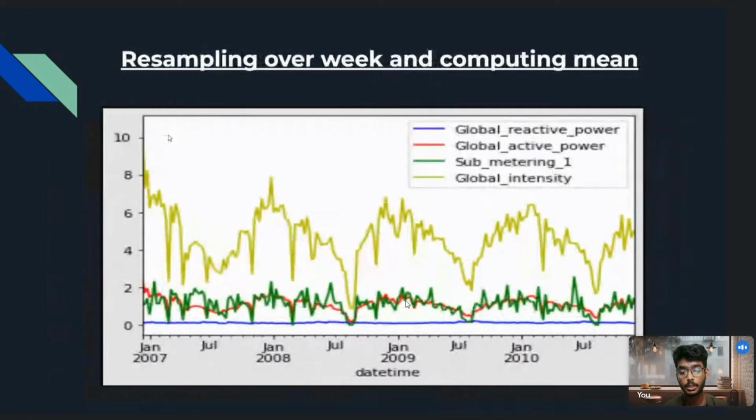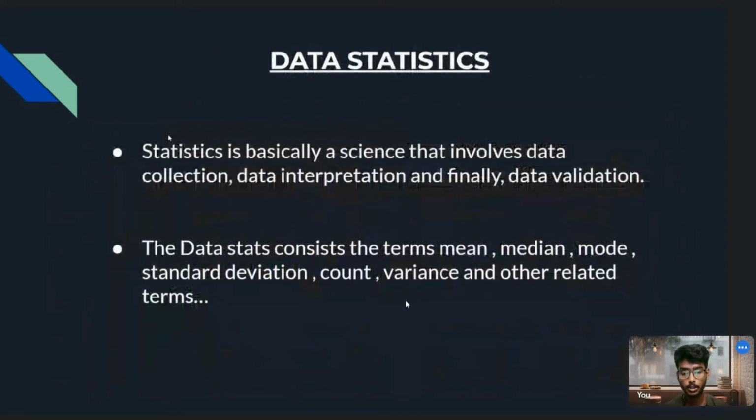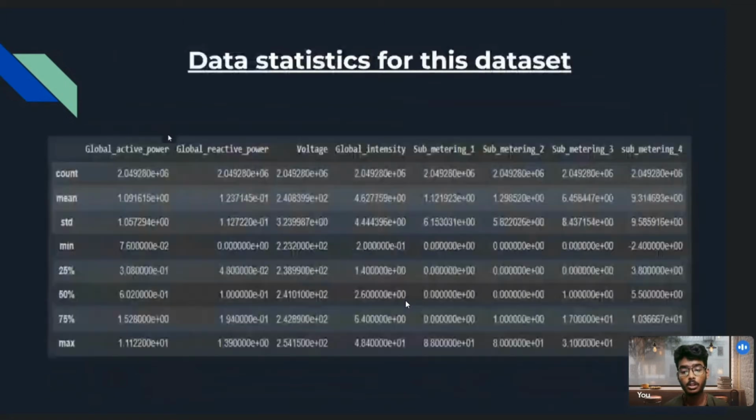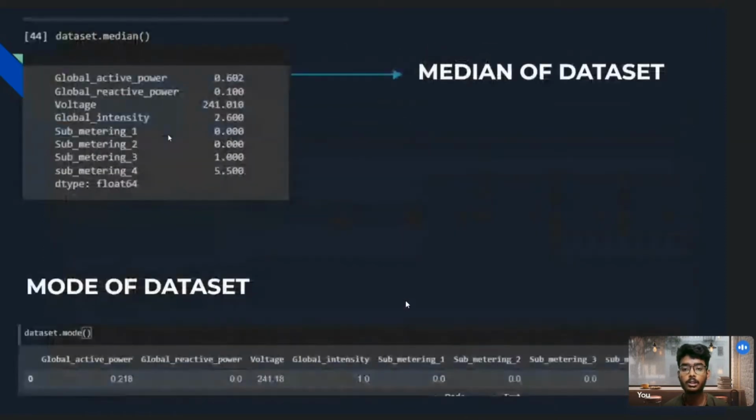Also, we have reassembled the data over weeks and computed the mean for each variable as shown in the graph. Now, coming to the data statistics part, we know that data stats consist of terms like mean, median, mode, count, variance, deviation, quantile, or other related terms. Here we have computed all the terms like mean, median, mode, standard deviation, min, max, etc. Here we have computed the median and mode for each of the variables of the given data.